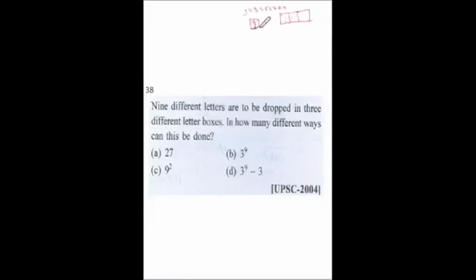So first letter can be dropped in any one of these 3. So how many ways for first? 3 ways. Similarly, second can be dropped in any box, so 3 ways. For each it is having 3, so it is 3 to the power 9. So answer is B.